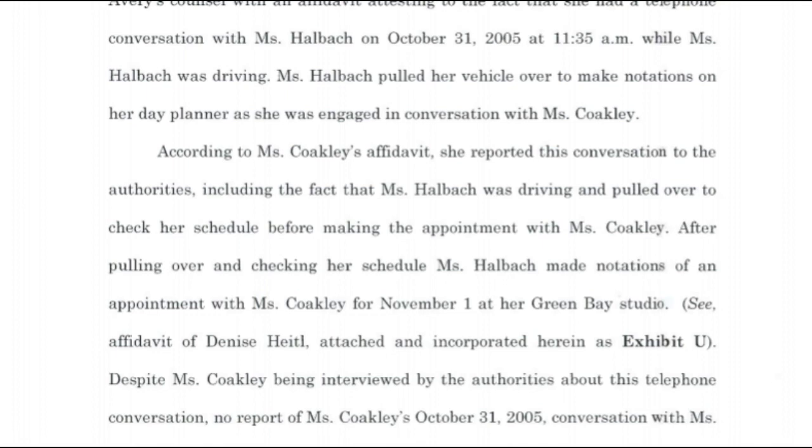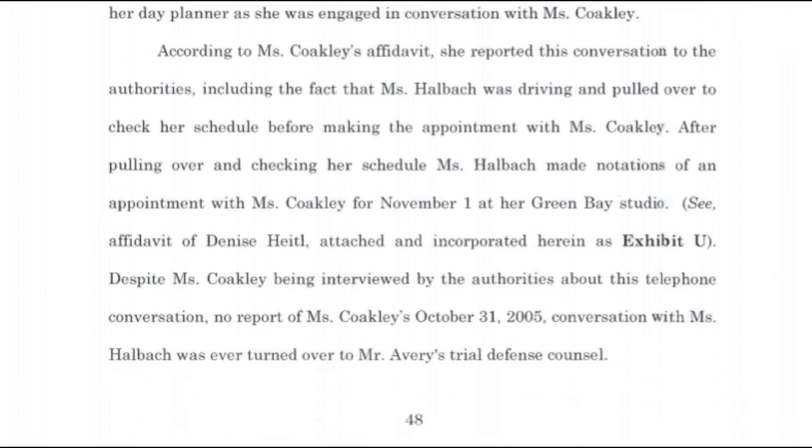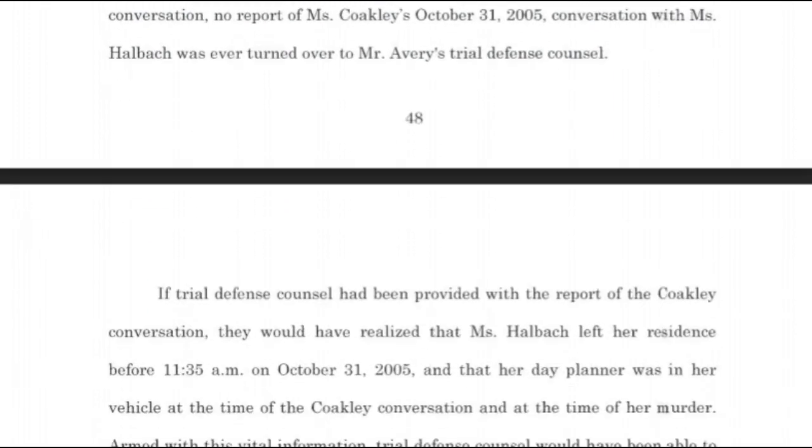Miss Halbach pulled her vehicle over to make notations on her day planner as she was engaged in conversation with Miss Coakley. According to Miss Coakley's affidavit, she reported this conversation to the authorities, including the fact that Miss Halbach was driving and pulled over to check her schedule before making the appointment with Miss Coakley. After pulling over and checking her schedule, Miss Halbach made notation of an appointment with Miss Coakley on November 1st.